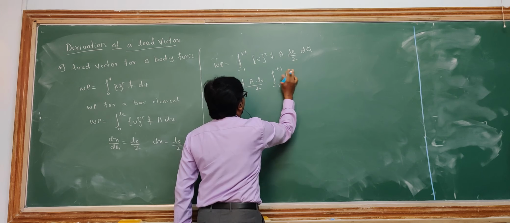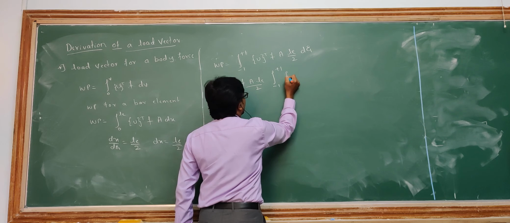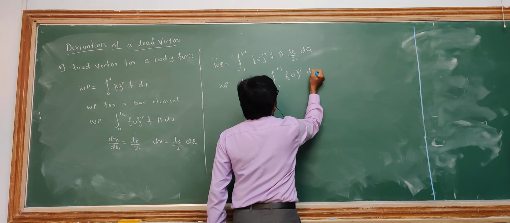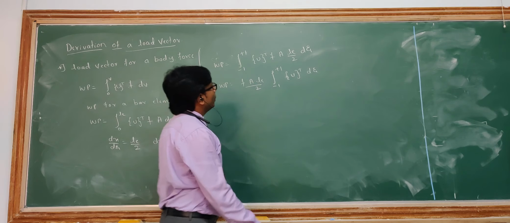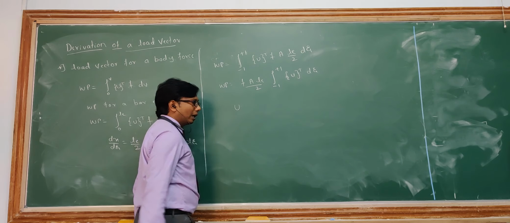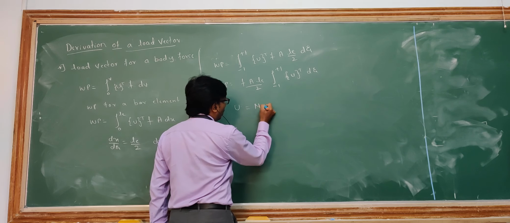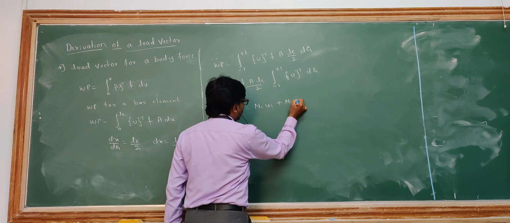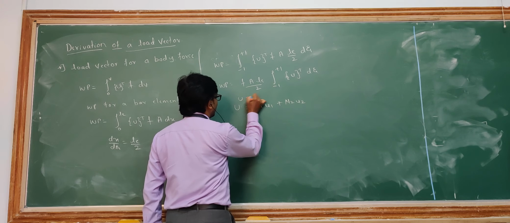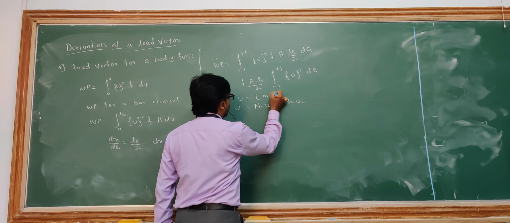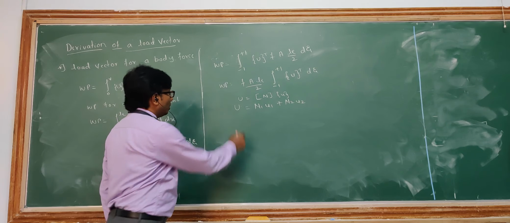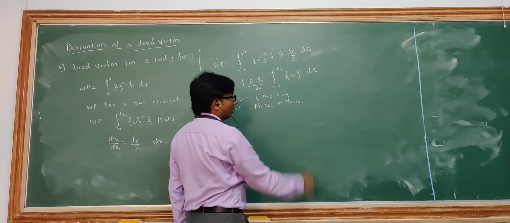We have U transpose into d zeta. We already know that u can be written as N1 u1 plus N2 u2, or it can be written as u is equal to N into u. Here u is a field variable, and small u is the nodal displacement.